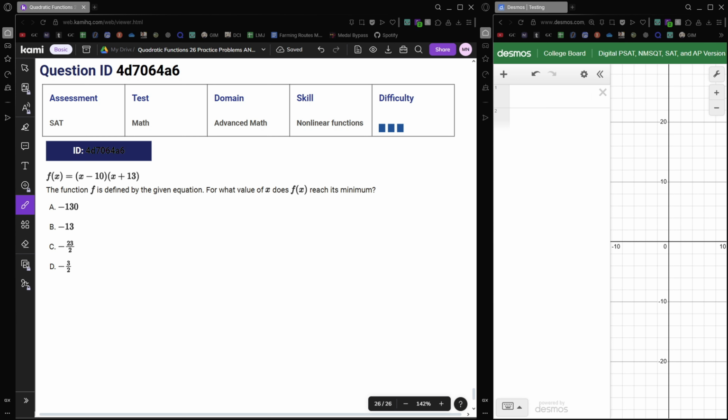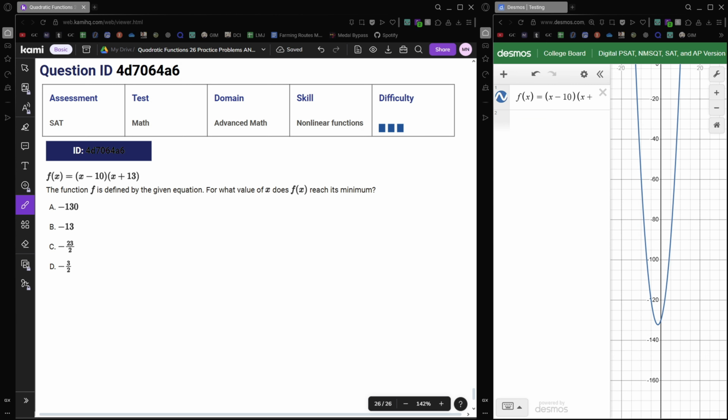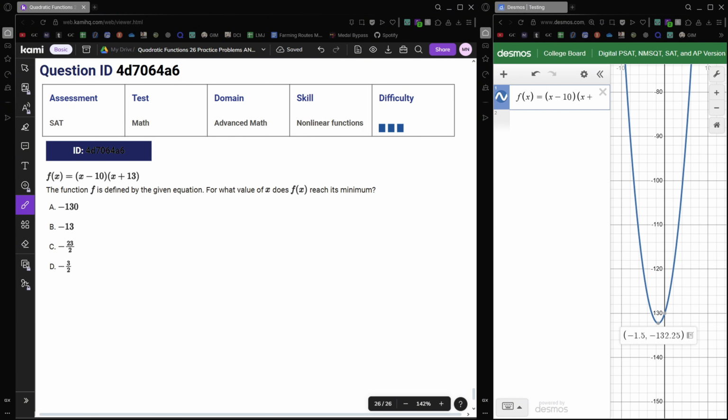Question number 26. The function f is defined by the given equation. For what value of x does f of x reach its minimum? Let's go ahead and put that in Desmos. Here's our equation and our parabola. They're asking us for the value of x when it reaches its minimum. Here's the minimum, and the value of x is negative 1.5.